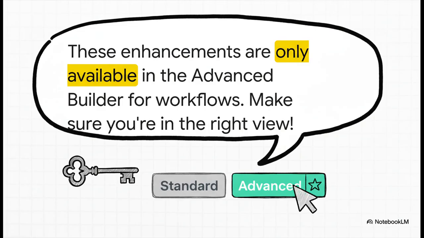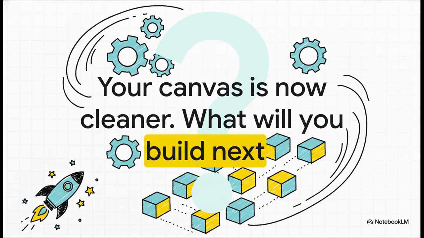Now, one really crucial detail to remember, these powerful new features, they're exclusively in the Advanced Workflow Builder. So if you're not seeing these options, just double check that you're in the advanced view. That's what unlocks this whole new toolkit. So there you have it, a faster, tidier, and way smarter way to manage your automations.